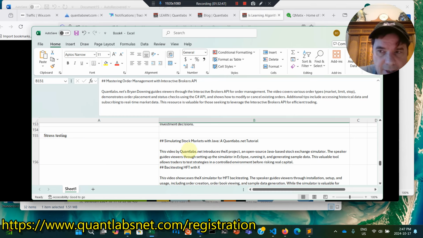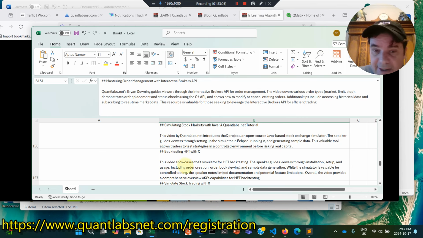Stress testing. This is the other one I talked about, those market simulators. This is the deep in the weeds concepts. There's a project out there. Again, I looked for it, can't find it. But if you can find it, set it up in an Eclipse IDE, you run it and generate sample data. And again, you can backtest with it.